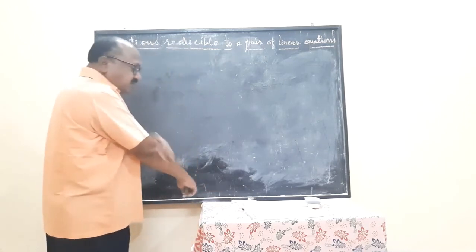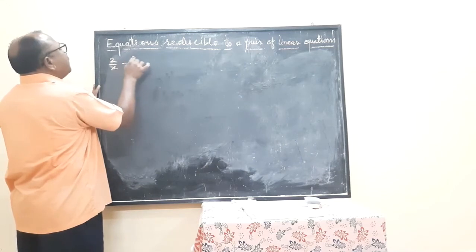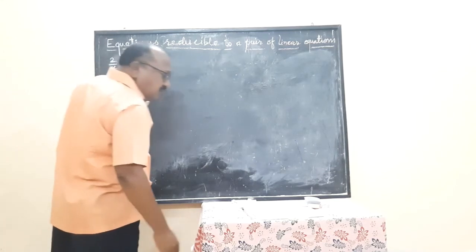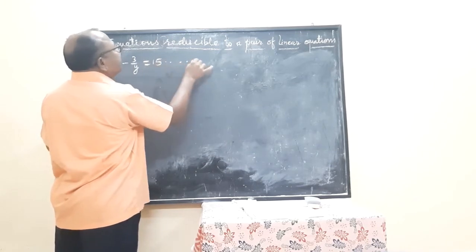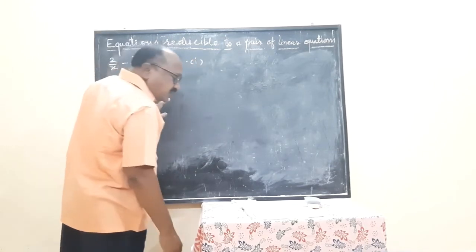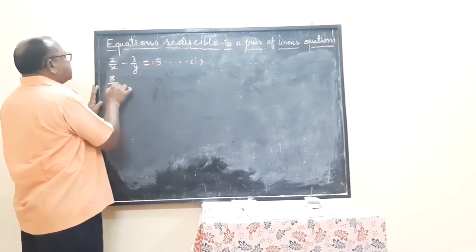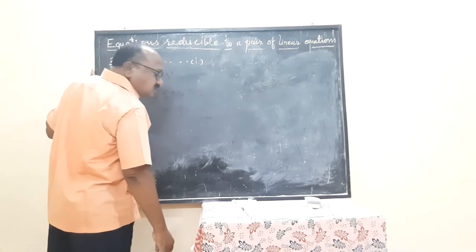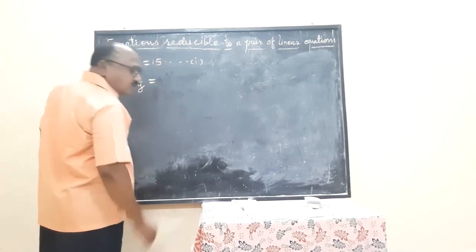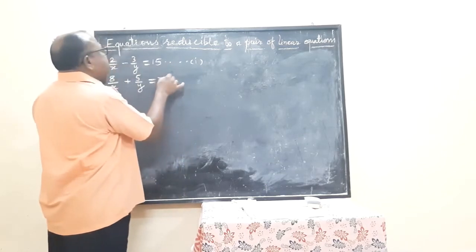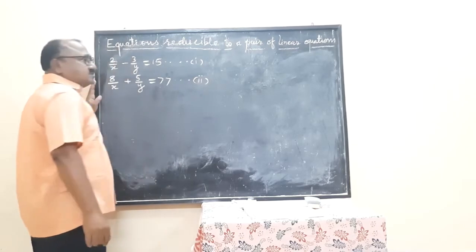First equation is like this: 2 upon x minus 3 upon y equal to 15. This is first equation. Second equation is like this: 8 upon x plus 5 upon y equal to 77. So this is equation number 2.